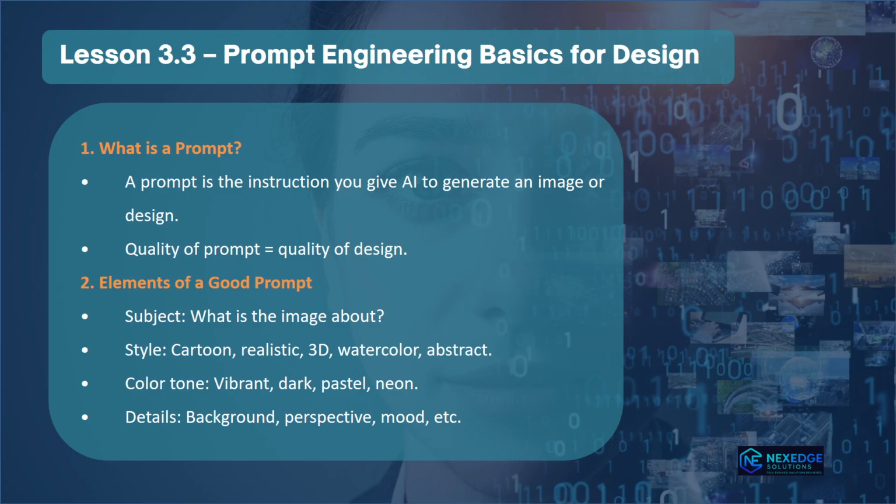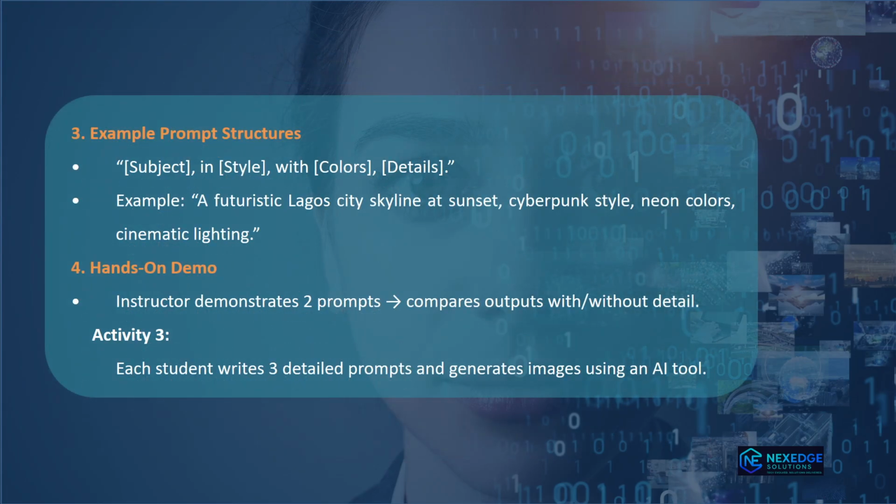So if you combine these and you have a good prompting skill and you apply this, it will definitely give you a very good design. So these are the elements of good prompts that you need to put into consideration for your design. Example prompt structure. So now this is the structure of the prompt that I explained to you earlier. Subject, comma, in style, that is the style, with color, comma, then details.